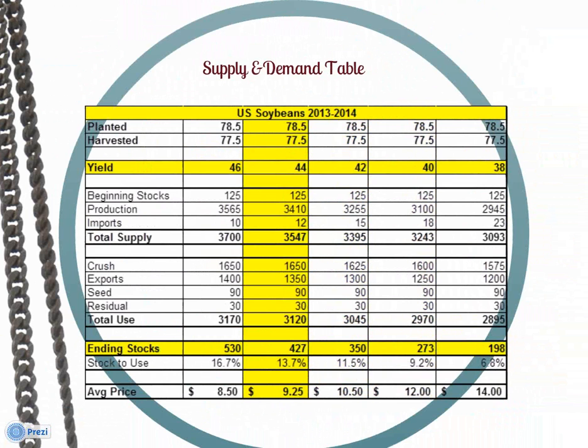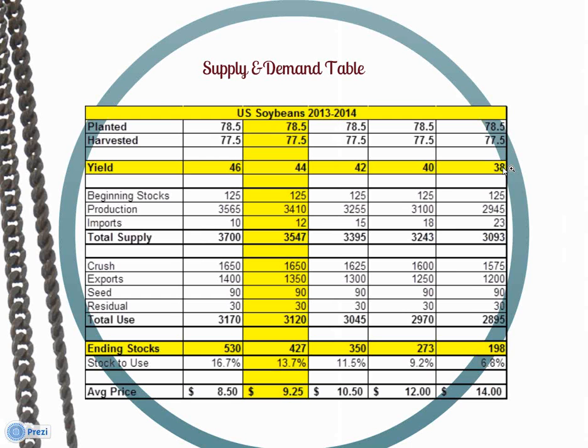So when we're doing our analysis, we have a supply and demand table. On the top part up here, we're saying we're going to have 78.5 planted this year, which we think is pretty modest, and then about 77.5 harvested. Now, the important part of this table is what's going to happen with the yields.